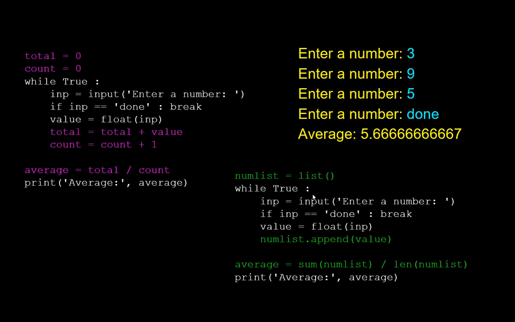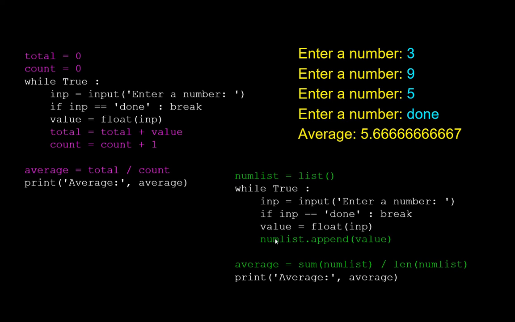We get the same result here. So the way that we do it, we create an empty list, we assign it to num list. We have our while block, and this is basically the same up to here. Here we append the value that we get from the input device. We append that to the num list.